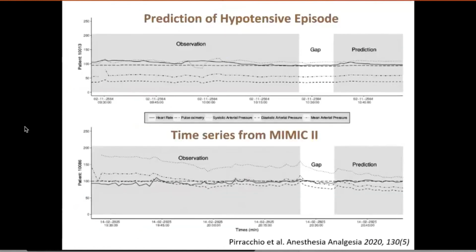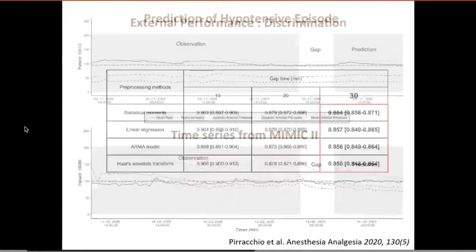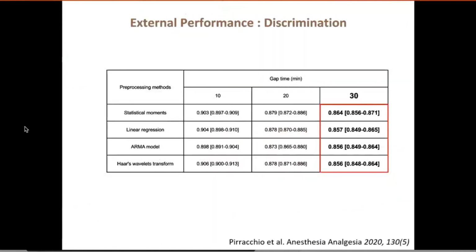So this is the type of time series that we're dealing with. Next slide. What was interesting here is that we looked at different ways to reduce the dimension of the signal, but that's not the most interesting result. When you look at the AUC, there was actually pretty good performance, of course at 10 minutes ahead of time, but up to 30 minutes ahead, the performance was pretty good for detecting patients who are likely to present a hypotension episode.